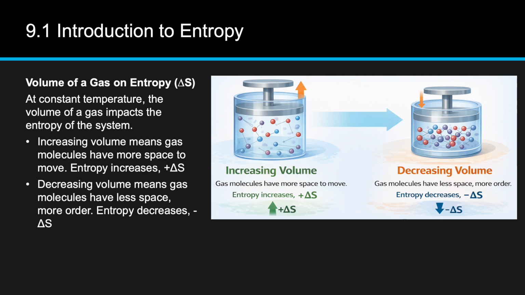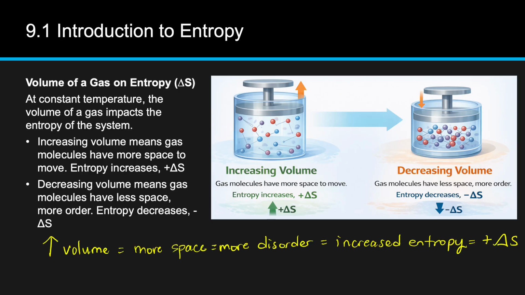Another really important factor that affects entropy is volume, especially for gases. At a constant temperature, when the volume increases, gas particles have more space to move around. And that means that there are more possible arrangements, so entropy increases and delta S is positive. On the flip side, when volume decreases, particles are squeezed into a smaller space, and that means there are fewer ways to arrange them, so the system becomes more ordered and entropy decreases, making delta S negative.